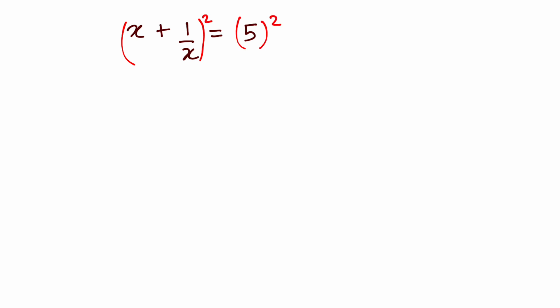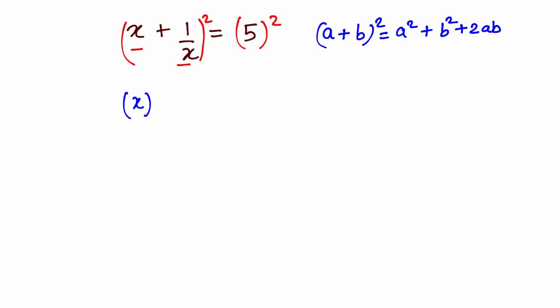Now it looks like a plus b whole square, and we can use the formula: a plus b whole square is equal to a square plus b square plus 2ab. So here we will start with a square. What is the a? A is x. So x square plus, what is b? 1 by x.